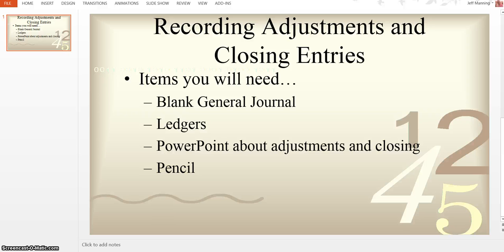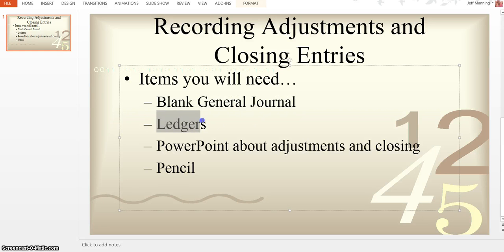So you are almost done with the month. Congratulations. Here's the items you will need. You need a blank general journal. And actually, I would just use the general journal that you started with those adjustments. There's no reason to get another blank one. You only had 4 transactions.